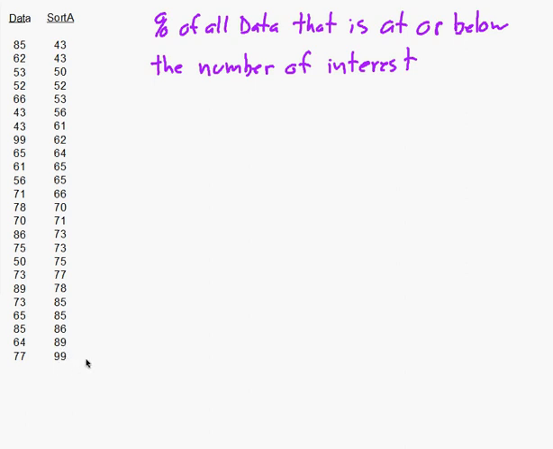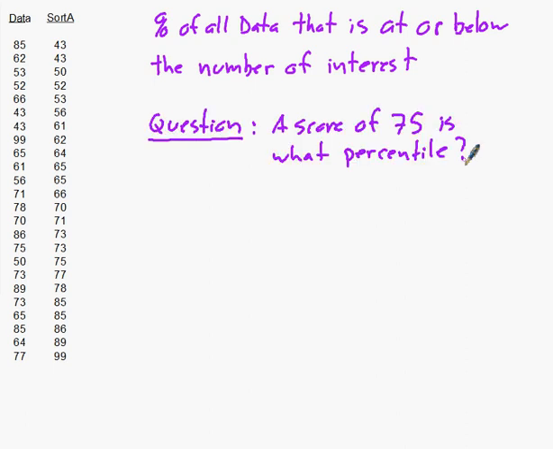Well, let's ask a question. And the question is, a score of 75, like this score, is what percentile? Well, remember this is the percent of data that is at or below. So what we can do is really divide this. 75 is at our number of interest, and all these are below it.